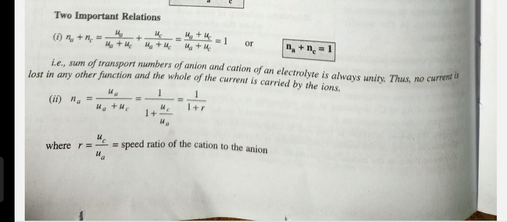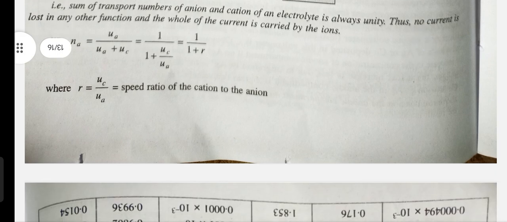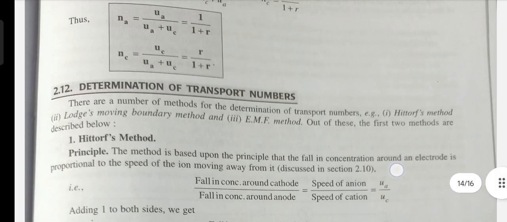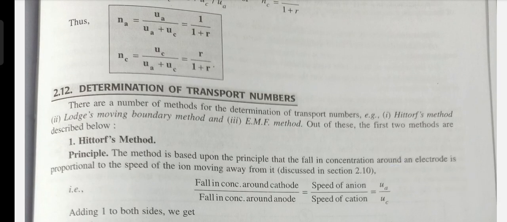Second, Na is equal to UA upon UA plus UC, which is equal to 1 upon 1 plus R, where R is equal to UC upon UA, the speed ratio of the cation to the anion. Na is equal to UA upon UA plus UC, equal to 1 upon 1 plus R. Nc is equal to UC upon UA plus UC, equal to R upon 1 plus R.